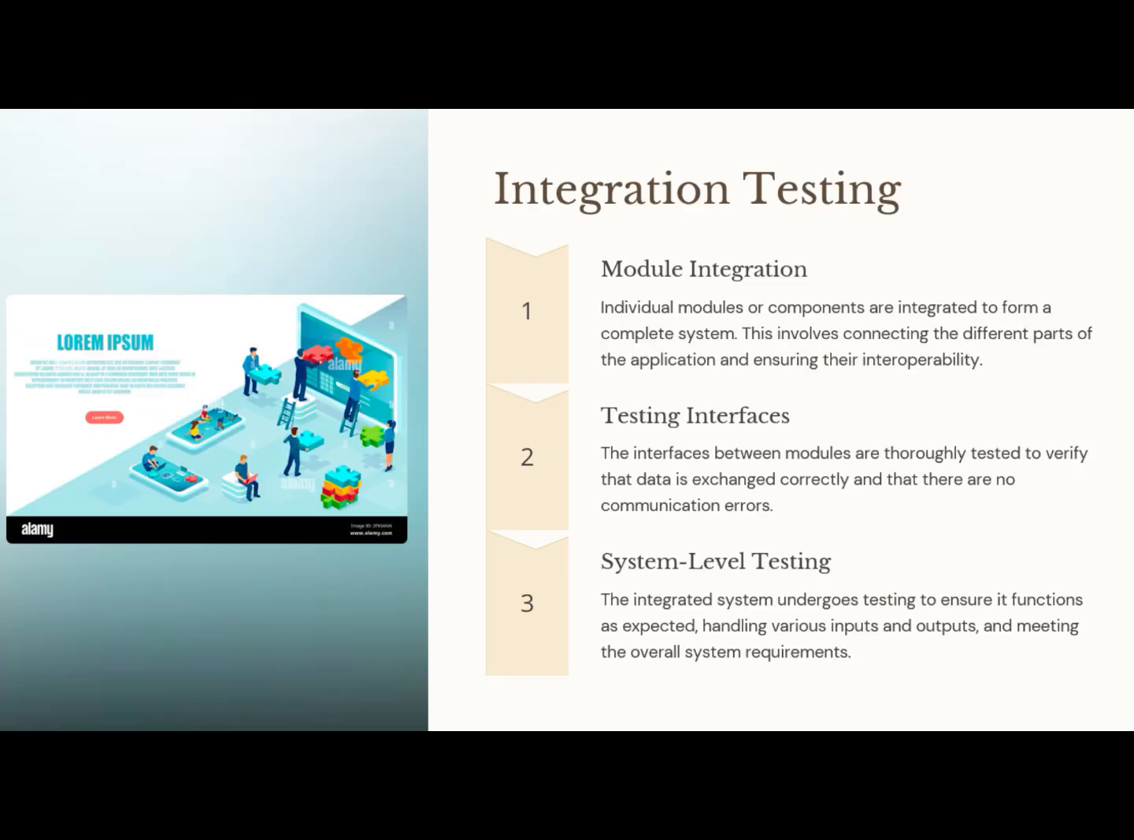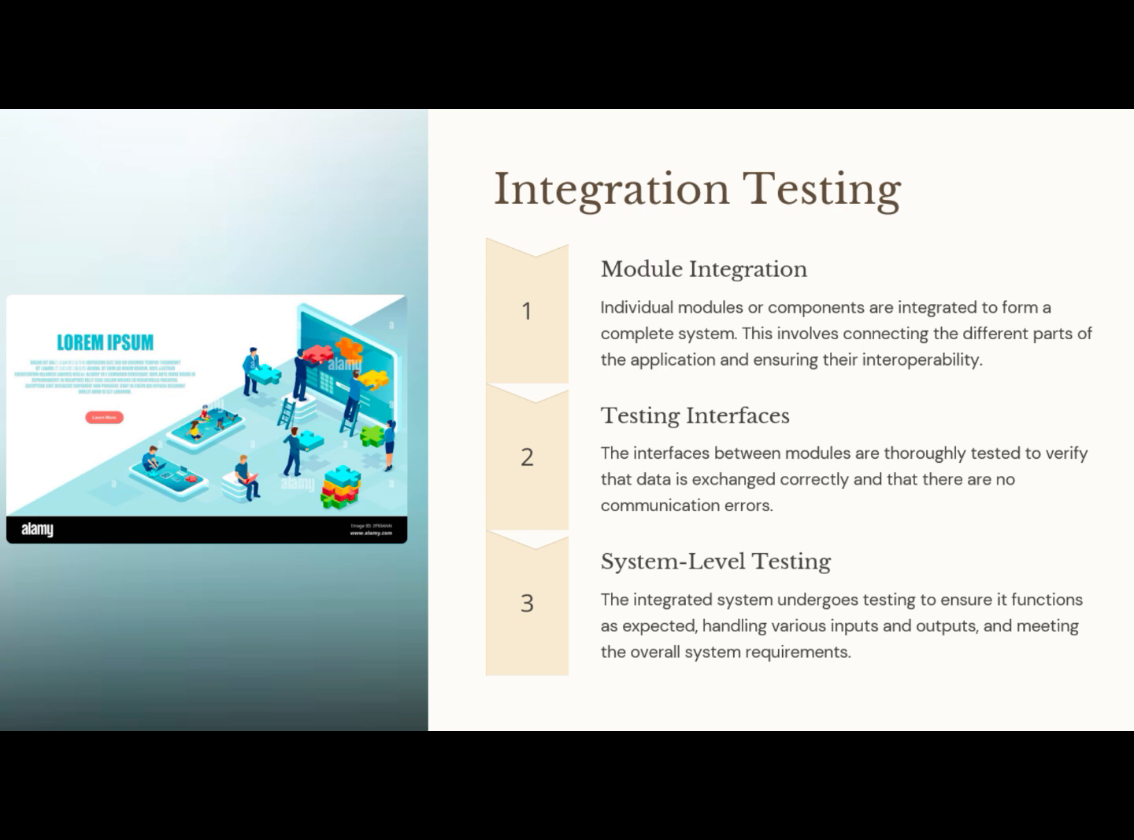After unit testing, our code is ready for integration testing. What are the steps involved here? First, module integration. Individual modules or components are integrated to form a complete system. This involves connecting the different parts of the application and ensuring their interoperability.